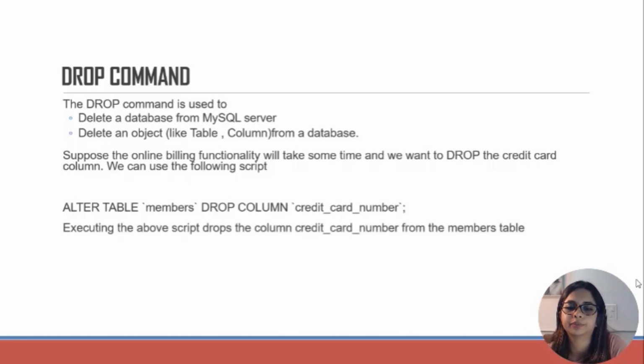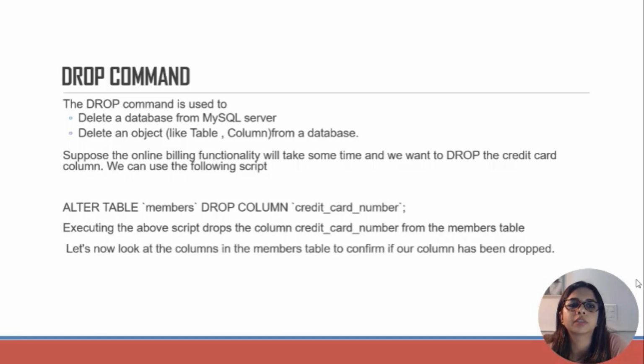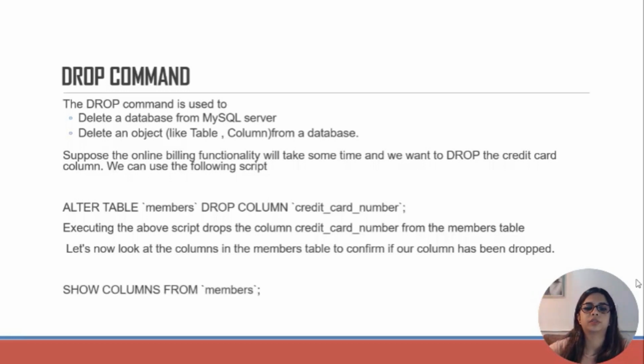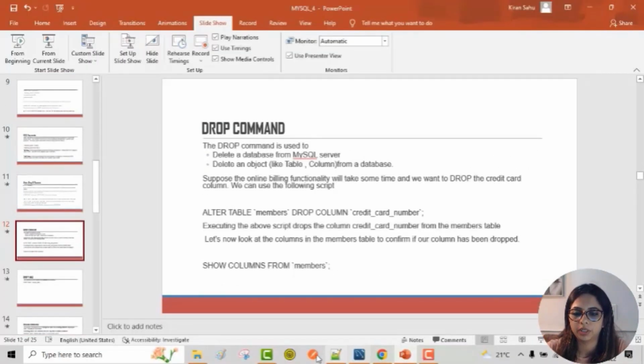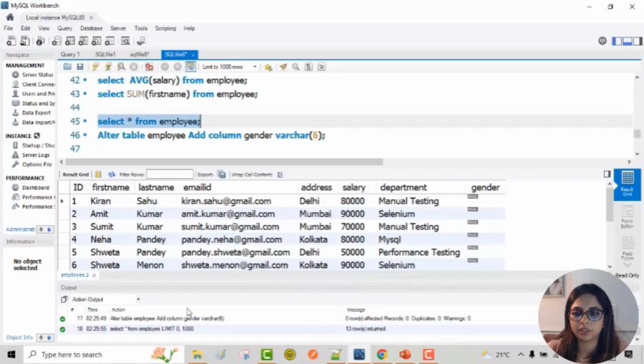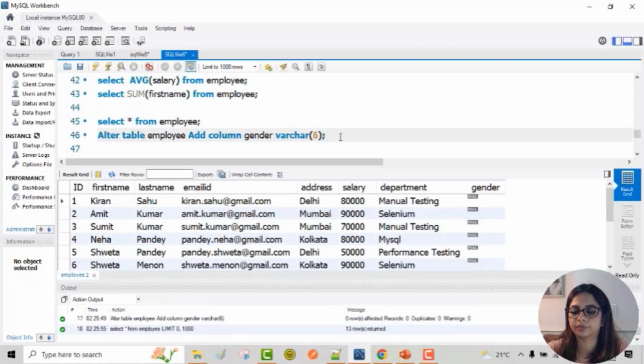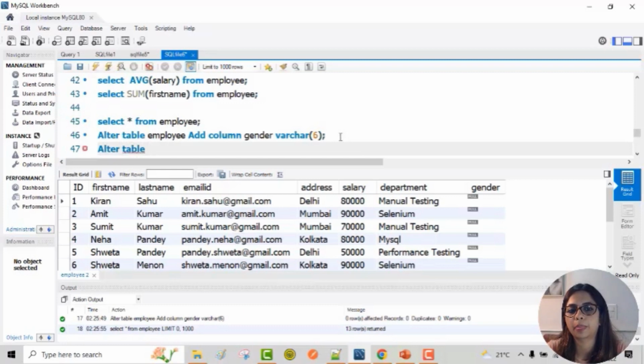So let's run this and see. We'll remove the new column which we created. Just a second, I'll show you quickly. What we'll do, we'll not remove gender. Let's keep gender. We'll add one more column and then remove it. Alter table, and table name is employee. Here we want to add first. Add column.